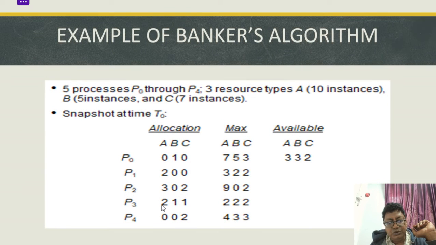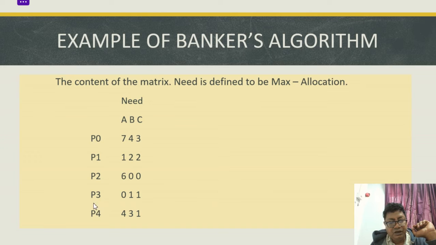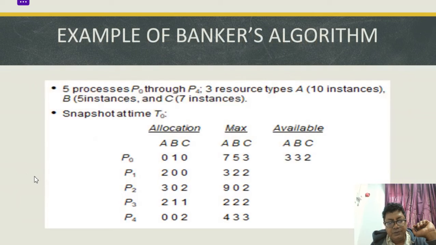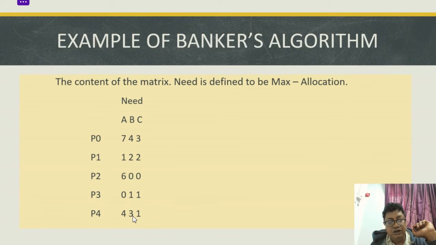Now we calculate for P3. For P3, 2 minus 2 is 0. 2 minus 1 is 1. 2 minus 1 is 1. So we can say it is 0, 1, 1. Now we check. Yes, P3 is 0, 1, 1. Now we go to P4, the final process. That is 4 minus 0 is 4. 3 minus 0 is 3. 3 minus 2 is 1. So it is 4, 3, 1. Now check. It is 4, 3, 1. That is the first part: we have to calculate the need matrix.